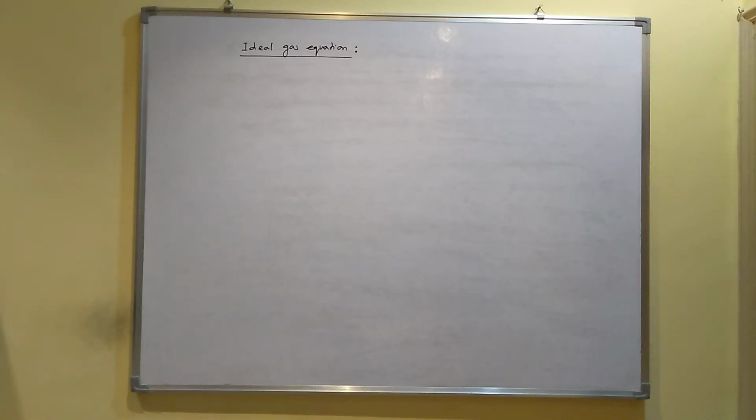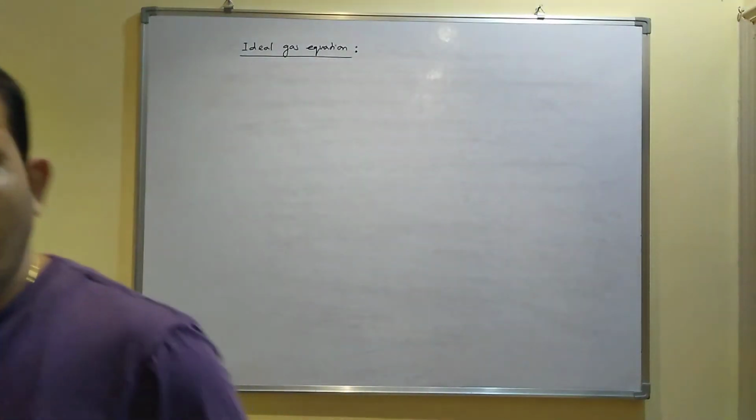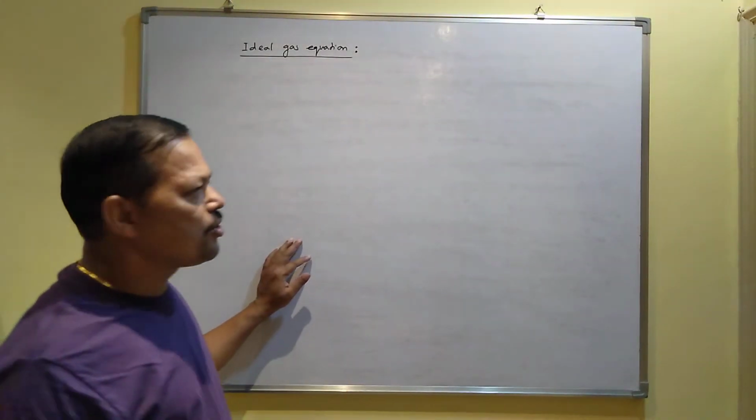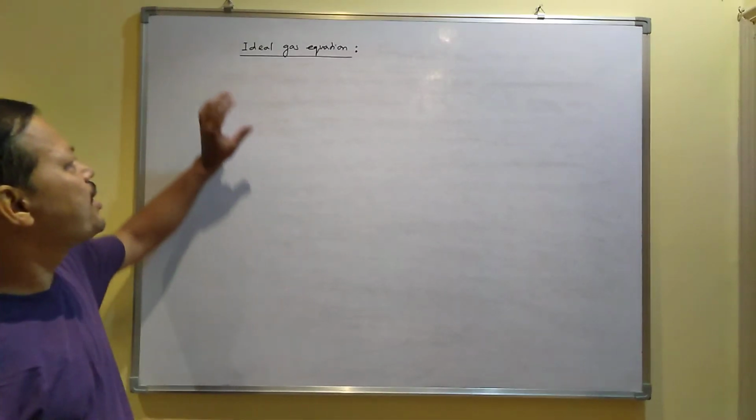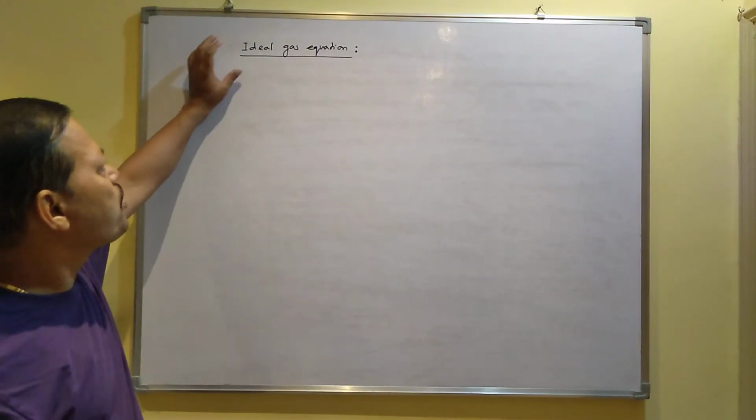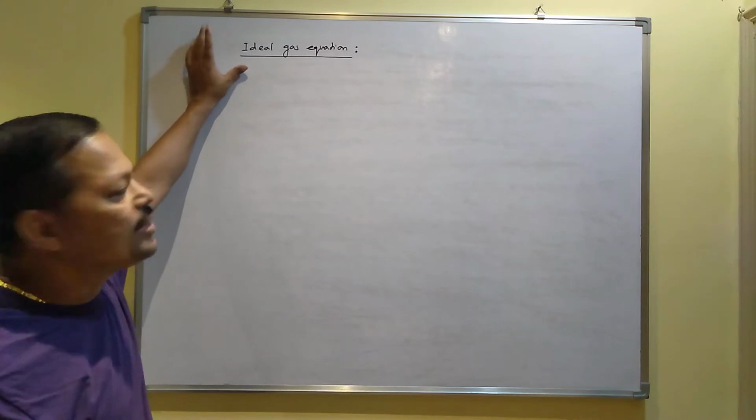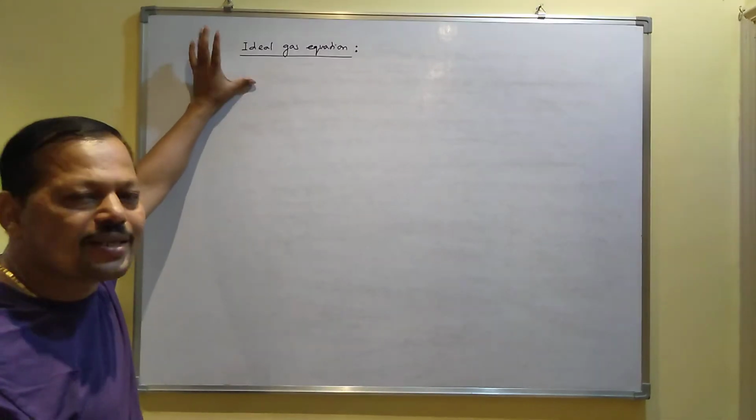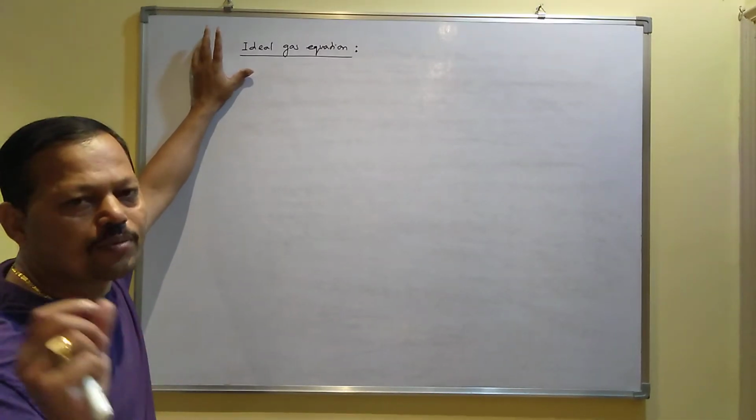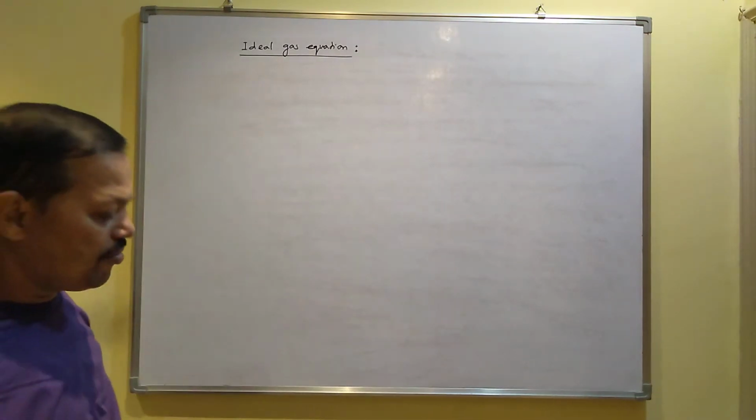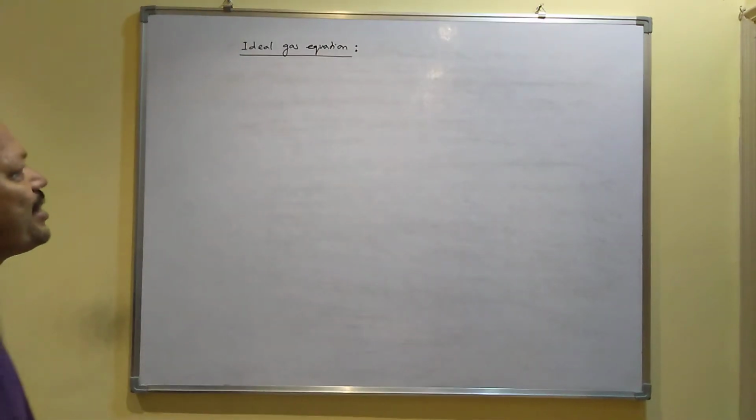Good morning, students. Today we'll do a new topic, the ideal gas equation. Already you have done Boyle's law, Charles' law, Avogadro's law, the gas laws. When you combine all these gas laws, then you can put forward an equation which is called the ideal gas equation. And this equation gives a relationship between pressure, temperature and volume. So what is the ideal gas equation?